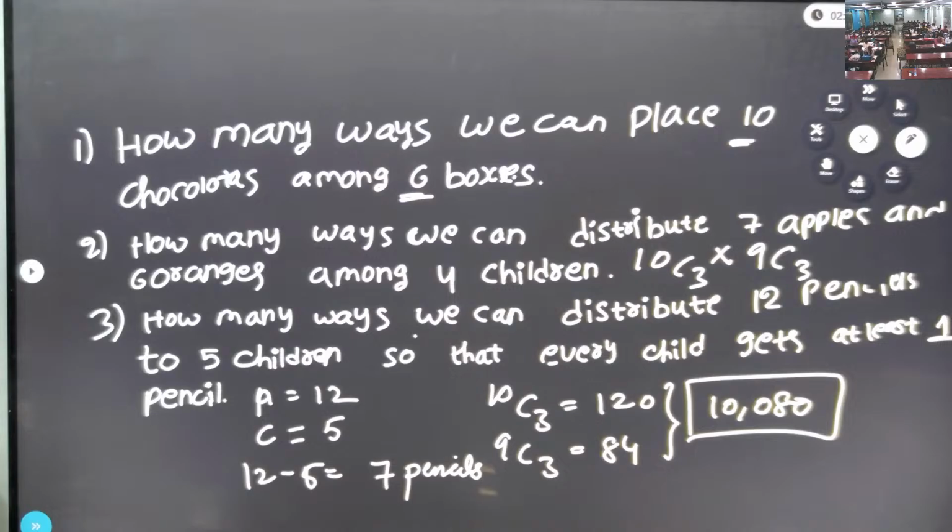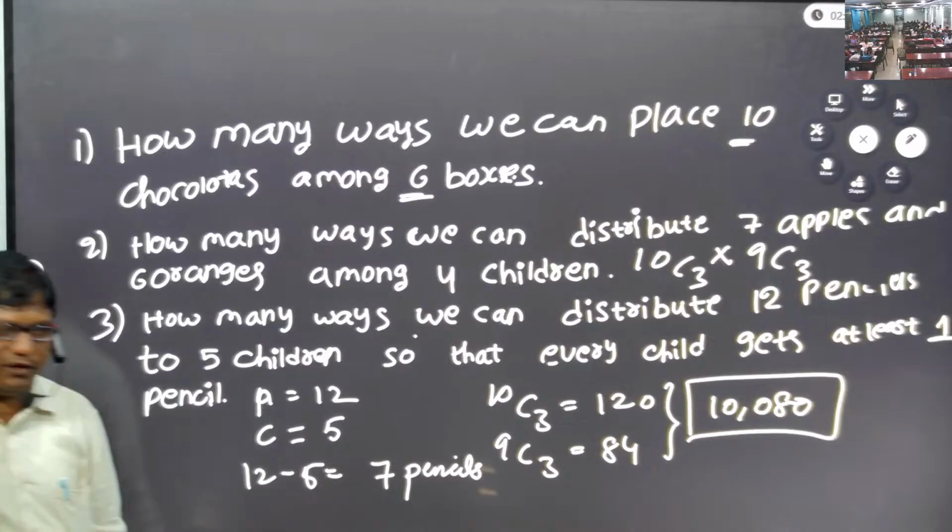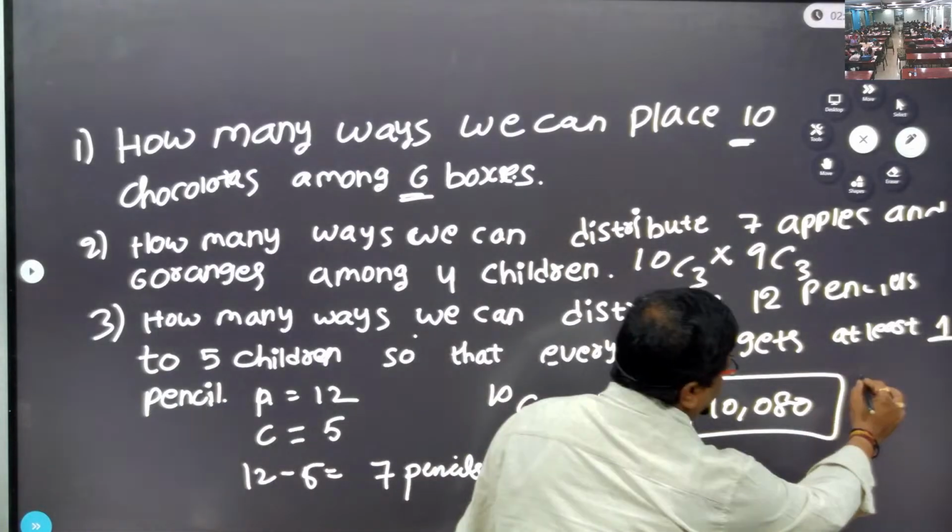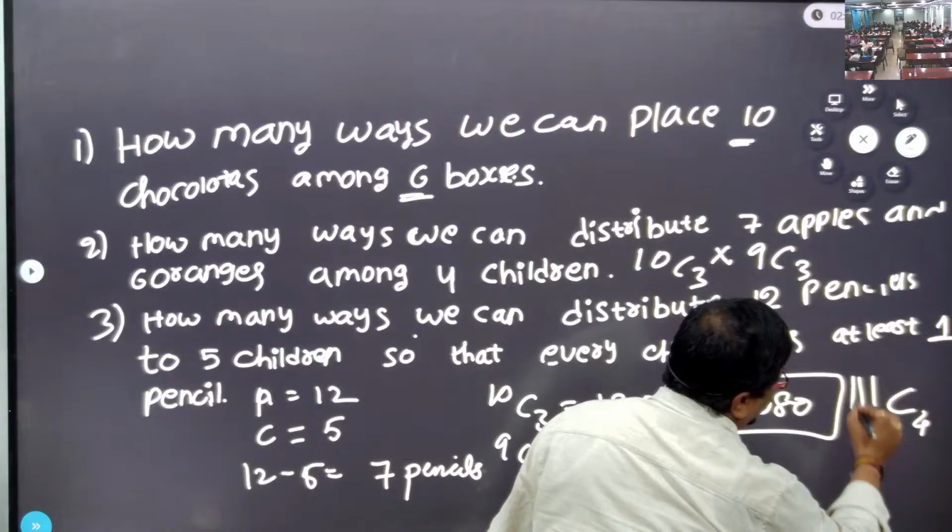n plus r minus 1 C r minus 1, which is 7 plus 5 minus 1, C r minus 1, 11C, 5 minus 1 is 4. 11C4 is the answer. 11C4 is our solution.